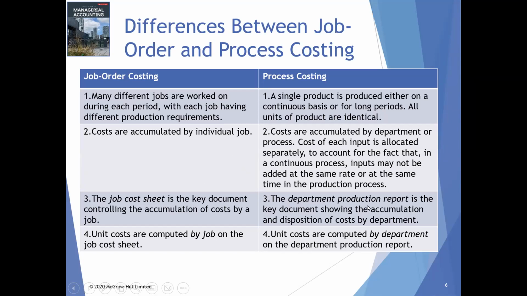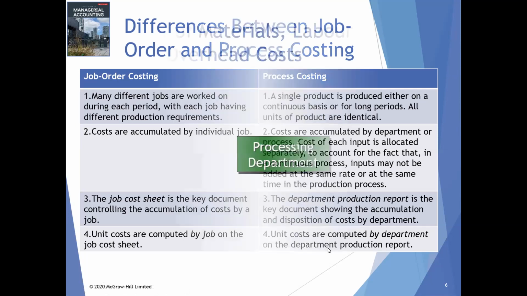But here is a different criteria. The department production report is the main document, the key document showing the accumulation and disposition of the cost by department. So department by department, here the job by job. This is the main difference. Unit costs are computed by job on the job cost sheet. Here the unit costs are computed by the department on the department production report. This is the main difference, right?